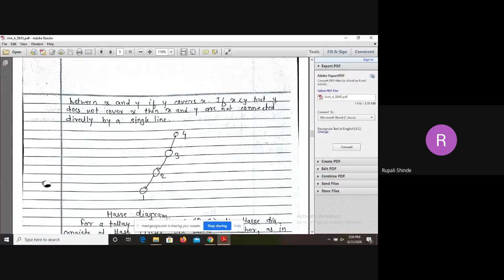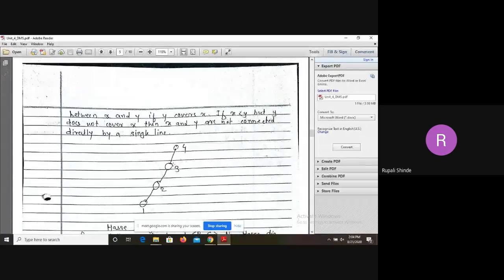Again, if you observe 2 and 3, 2 is less than 3, that's why the position of 2 is below 3, and these are connected by a line because 2 is less than 3. Again, if you consider 3 and 4, 3 is less than 4, so 3 is below 4, and these are connected by a single line.